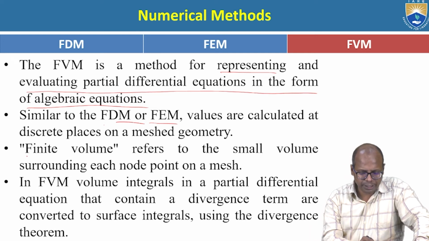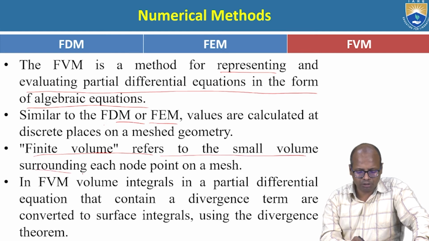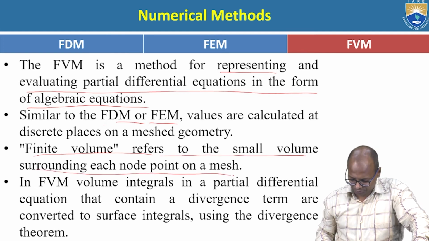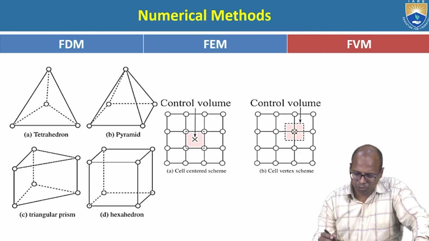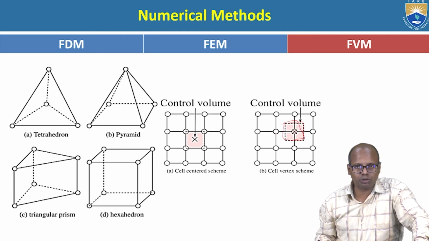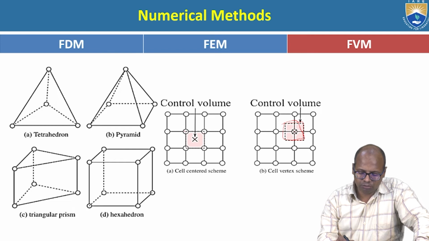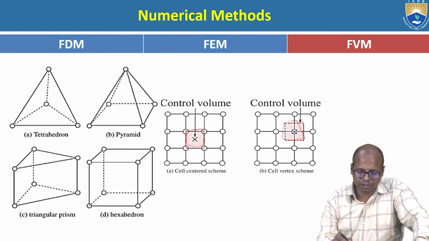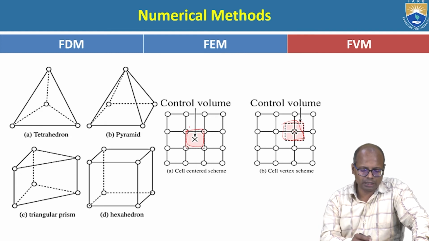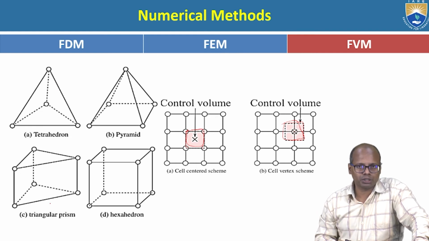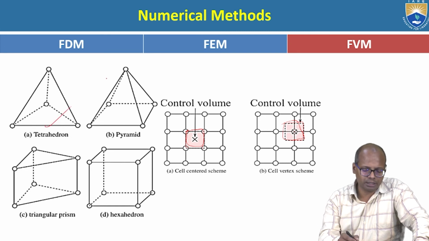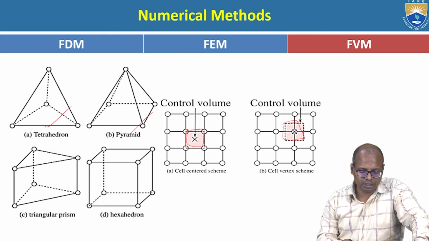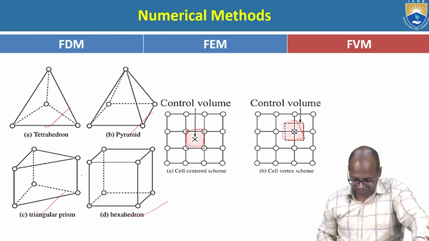The finite volumes refer to small volumes surrounding each node point in the mesh. We'll see here, this is the node point. Around the node point, I can consider the control volume, or the control volume can be in between these nodes. It can be surrounding the nodes, or it can be in between the nodes. Generally, these are the different shapes of finite volumes that we see. This is a tetrahedron, this is a square pyramid, this is a hexahedron, and this is a triangular prism.